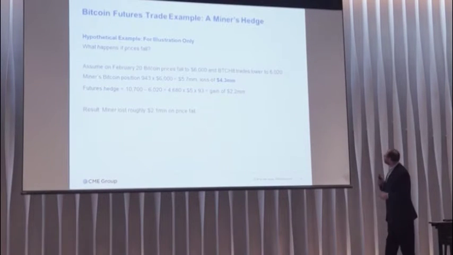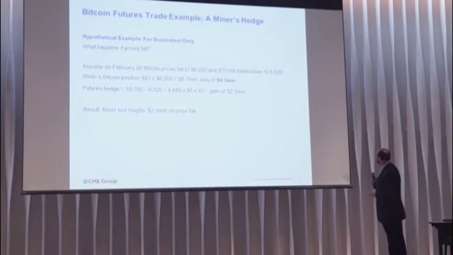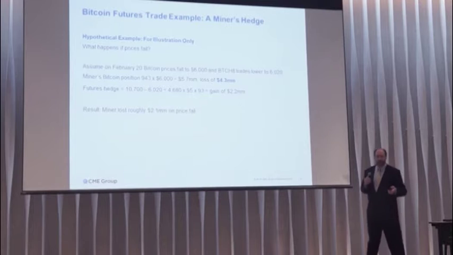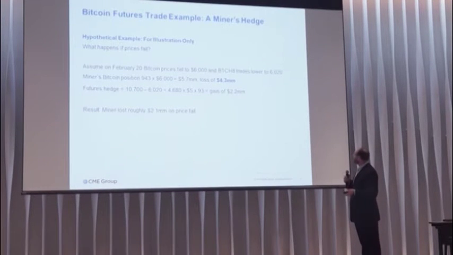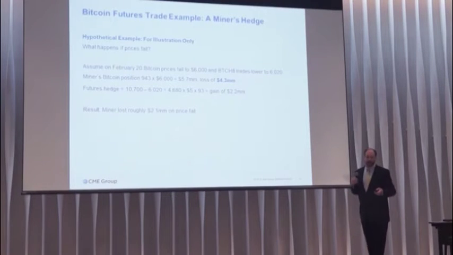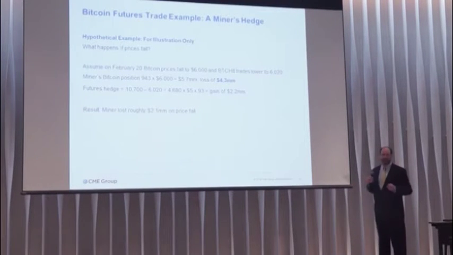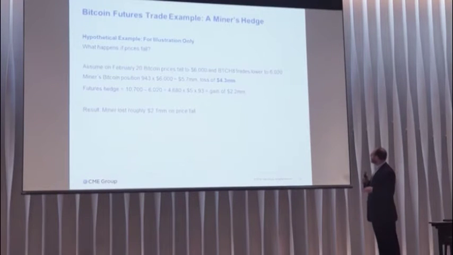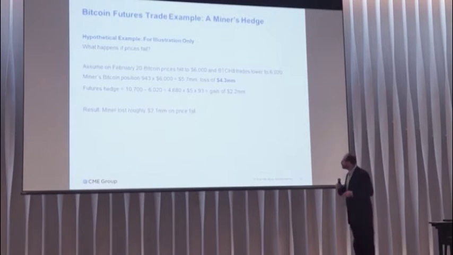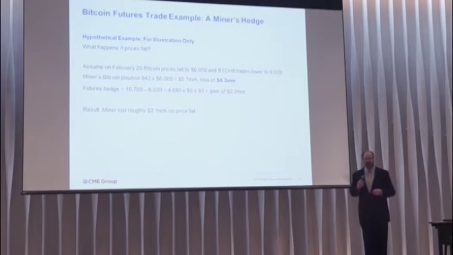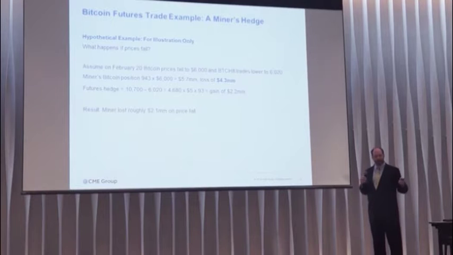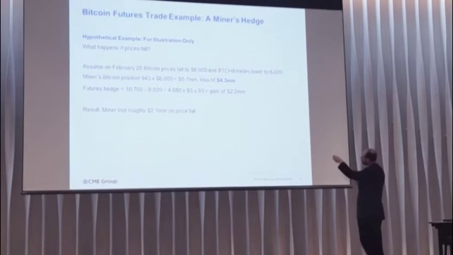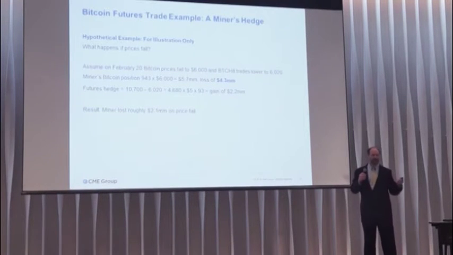But what would have happened if the market had sold off? Bitcoin would have sold down to $6,000 a coin, and the futures would have traded down to 6,020. The miner's total position now would have lost $4.3 million. She's not nearly as happy with that result, but because of the 50% hedge, she made back $2.25 million, or suffered a loss of a little bit less than half of what she would have had the total amount been exposed to the sell-off. So you can see from a miner's perspective, there could be some value here to being able to manage the risk of a net long position in the underlying.